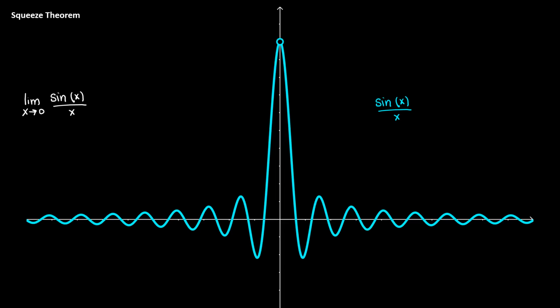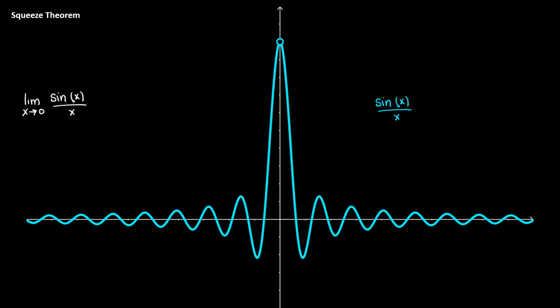Let's talk about the function sine x over x. It's a pretty cool looking function, very wiggly, and it makes a nice tall peak right at the y-axis. At the top of that peak there's a missing point, and that's due to the fact that x equals 0 is not part of this function's domain.